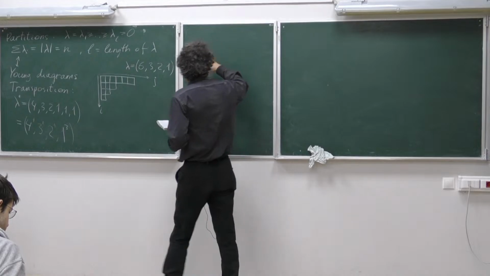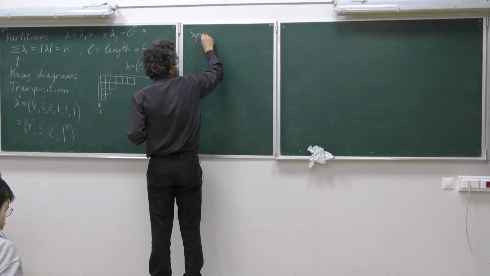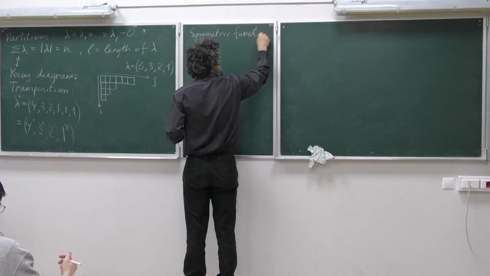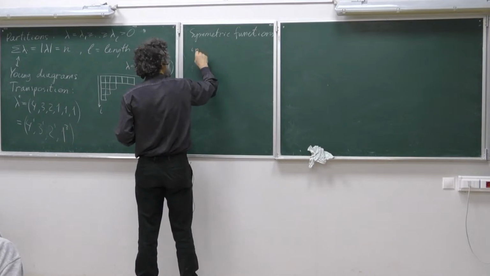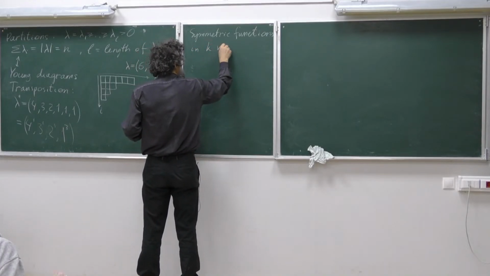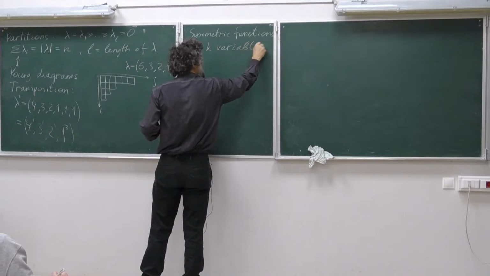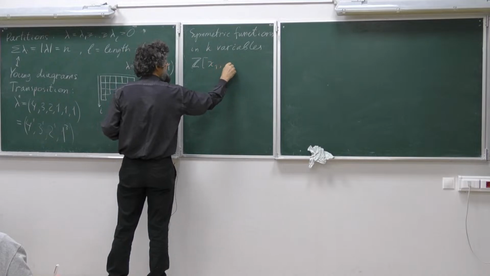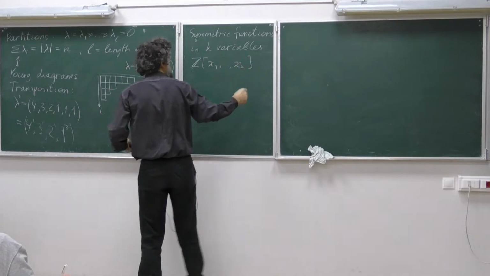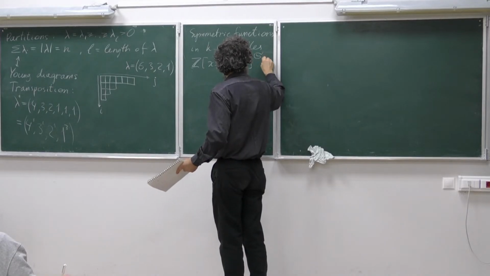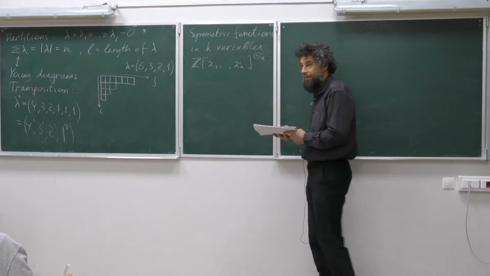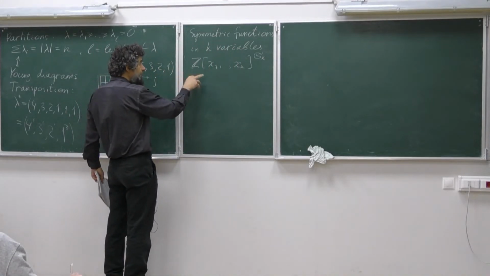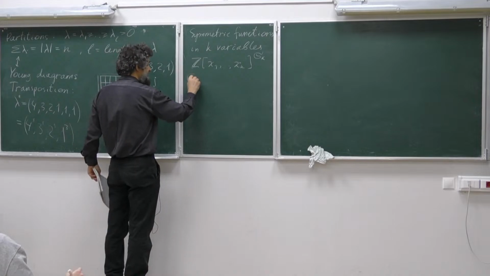So now symmetric functions in k variables. Well, we just consider polynomials in x1 and so on, xk, and then take invariants of the symmetric group. Okay, and among those, there are elementary symmetric functions.